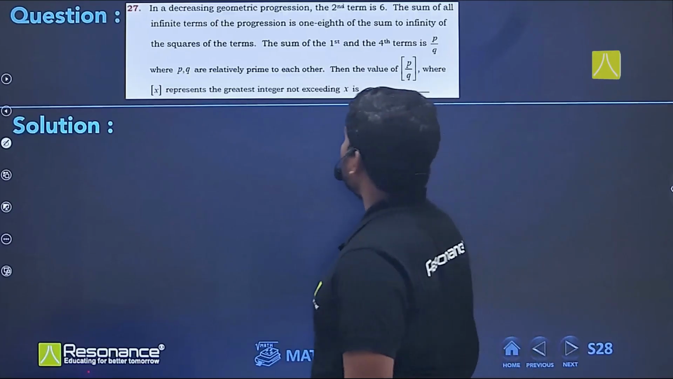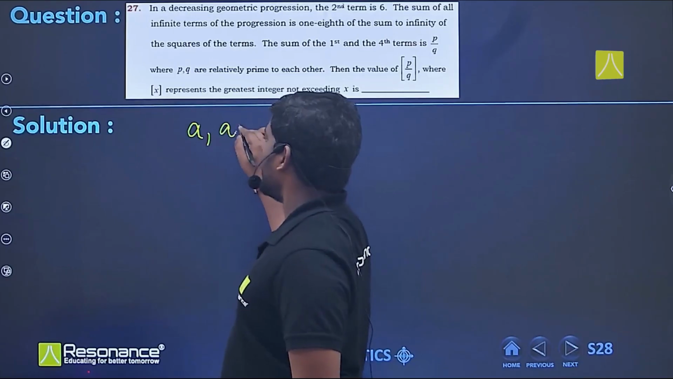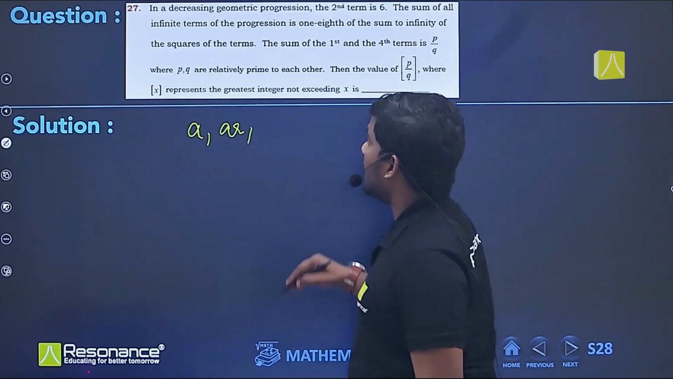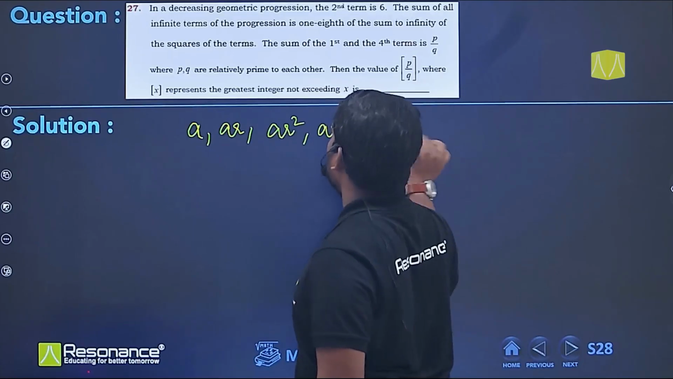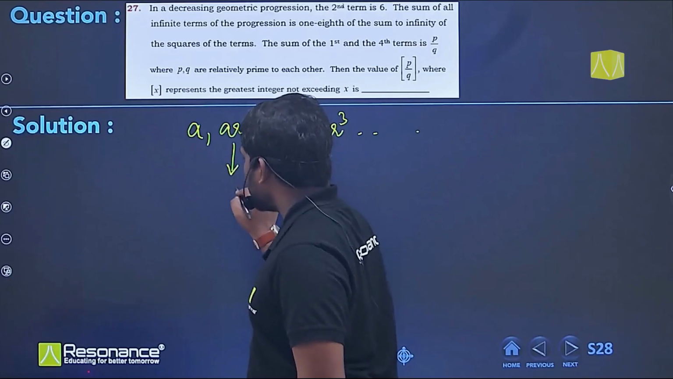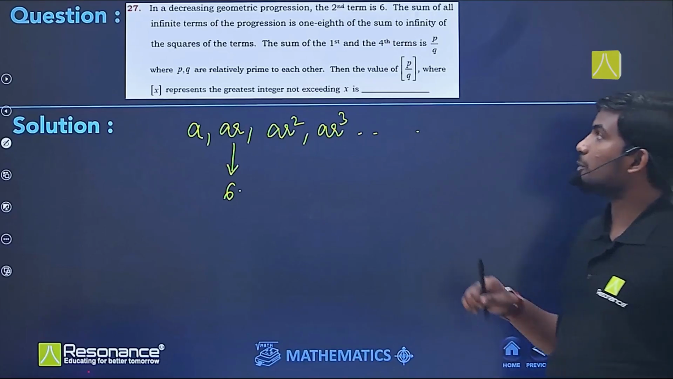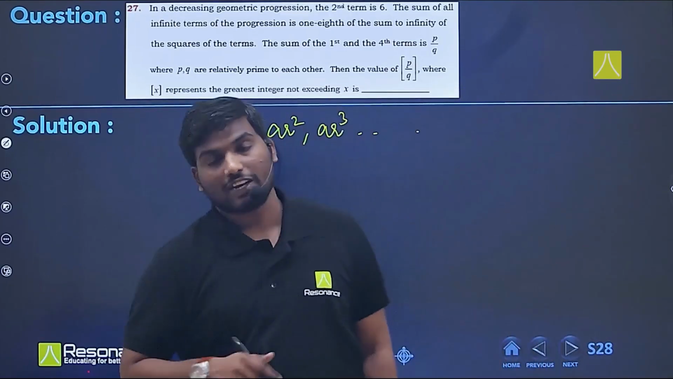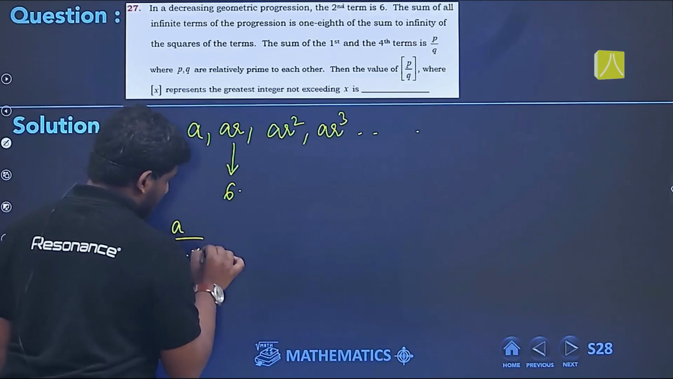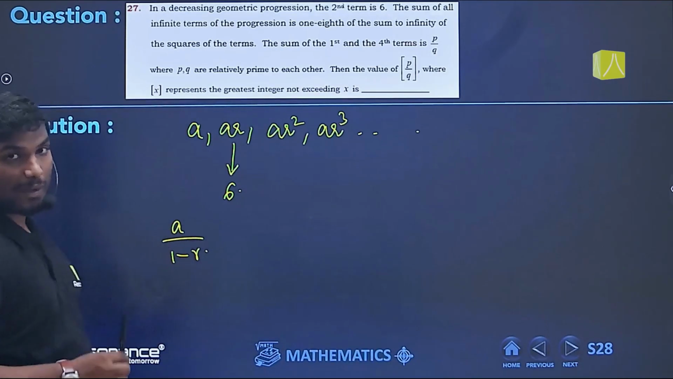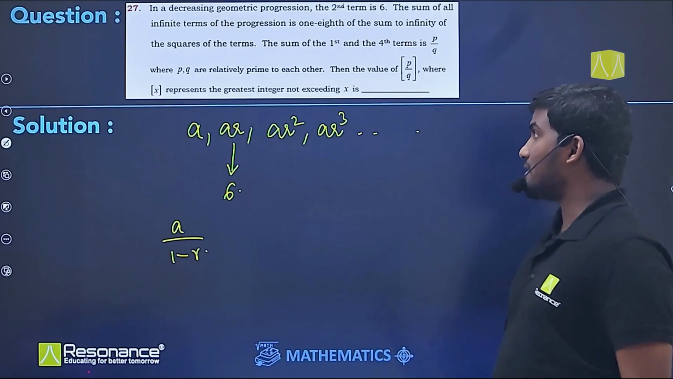Now in a decreasing geometric progression, the second term is 6. So for sake of convenience, we can take the terms as a, ar, ar square, ar cube and so on. Now the second term is 6 implies ar is 6. And the sum of all infinite terms of the progression. So the sum of an infinite GP is what? A by 1 minus r. Because for an infinite GP, when the common ratio is less than 1, obviously this is the formula. A by 1 minus r is our formula.